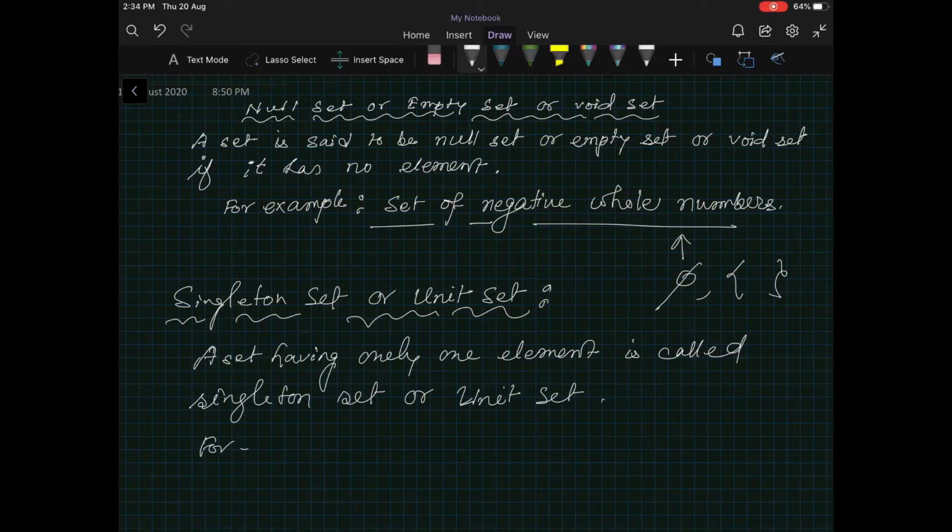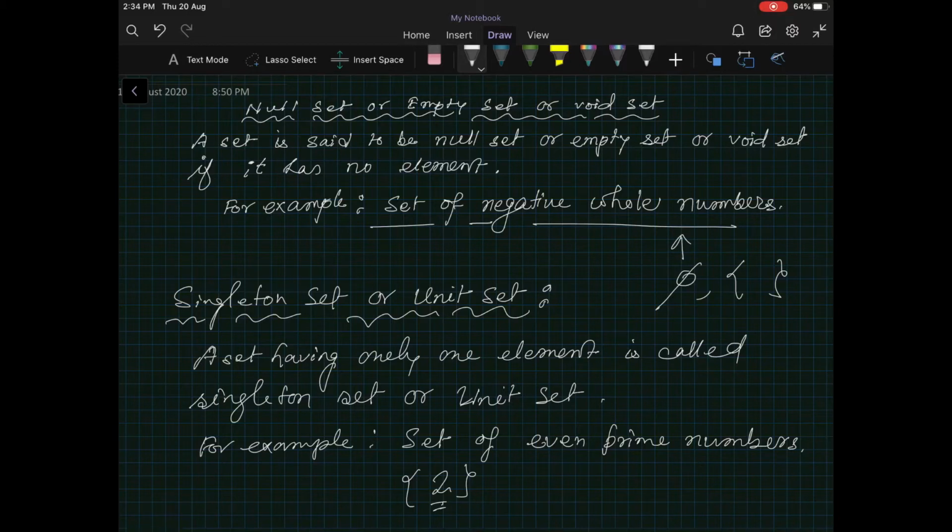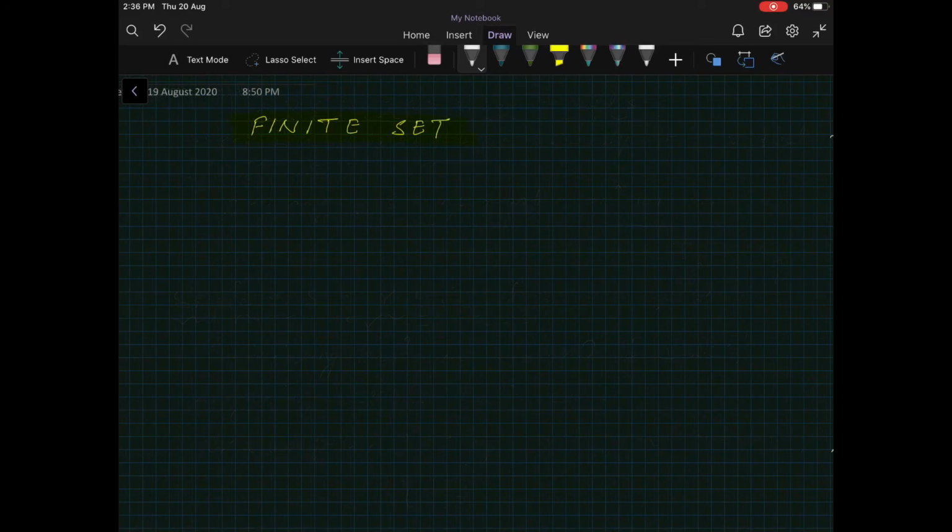For example, you can say set of even prime numbers. We know that there is only one even prime number, that is 2. So this set contains only one element, so that's why it is called singleton set or unit set. Now let us discuss finite set.